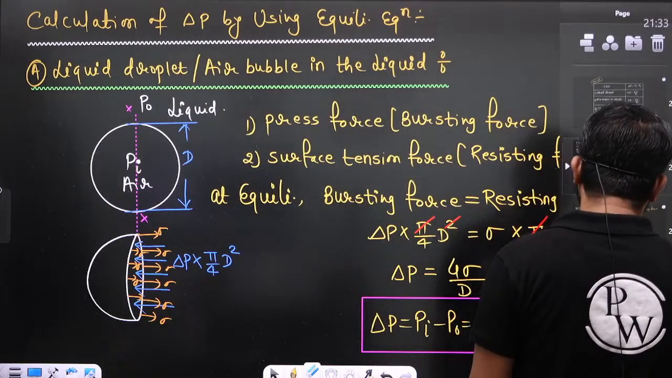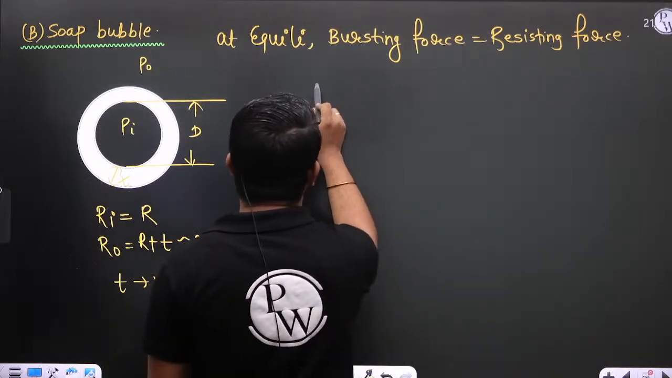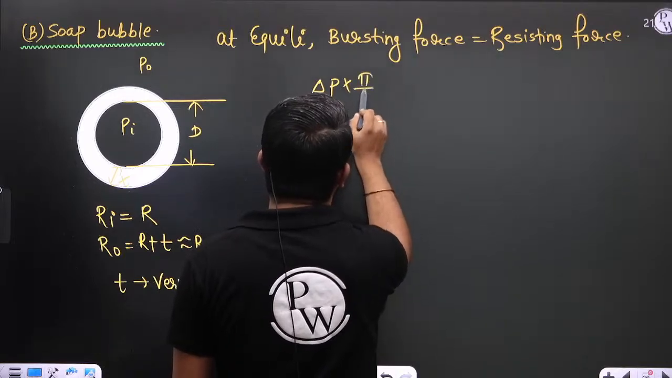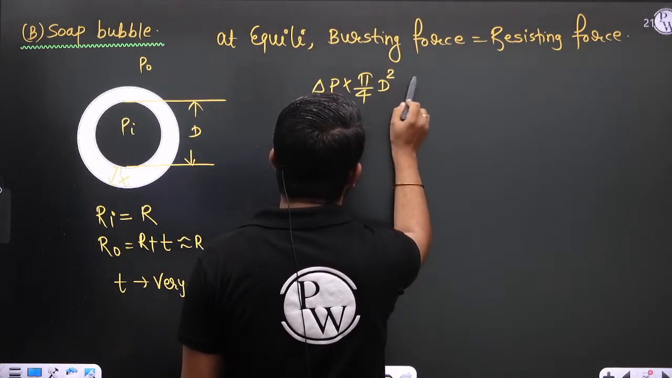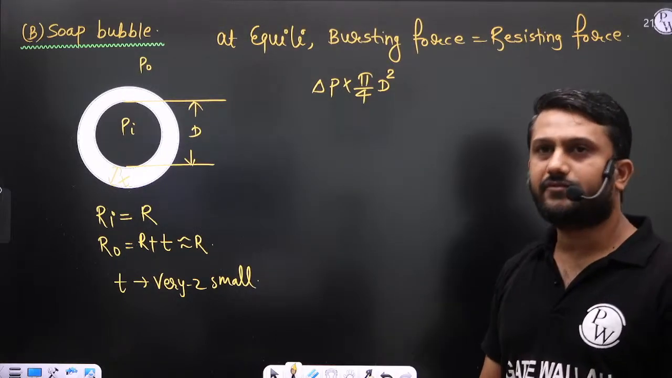Okay, now at equilibrium, bursting force. So what is your bursting force? I am writing directly that bursting force is equal to delta P multiplied by pi by 4 d square. This is the bursting force, beta.